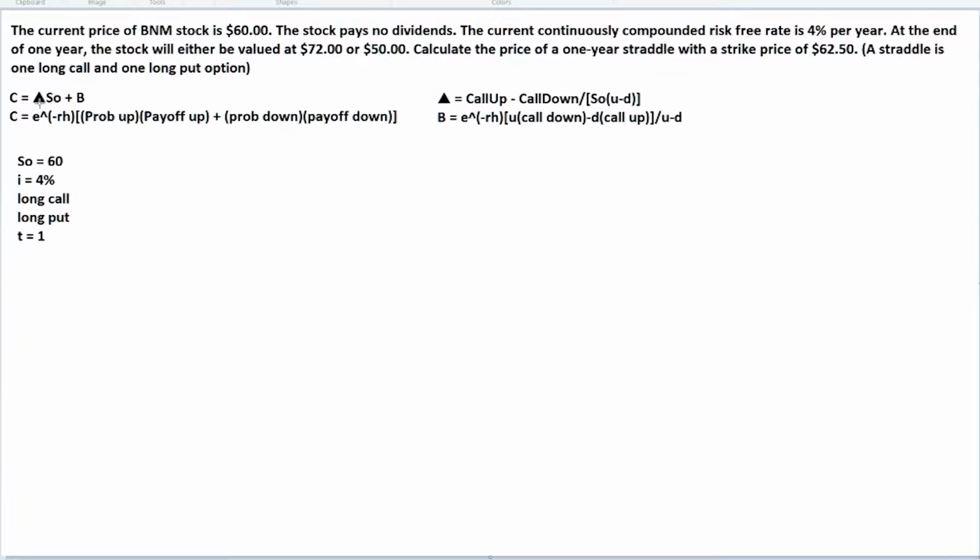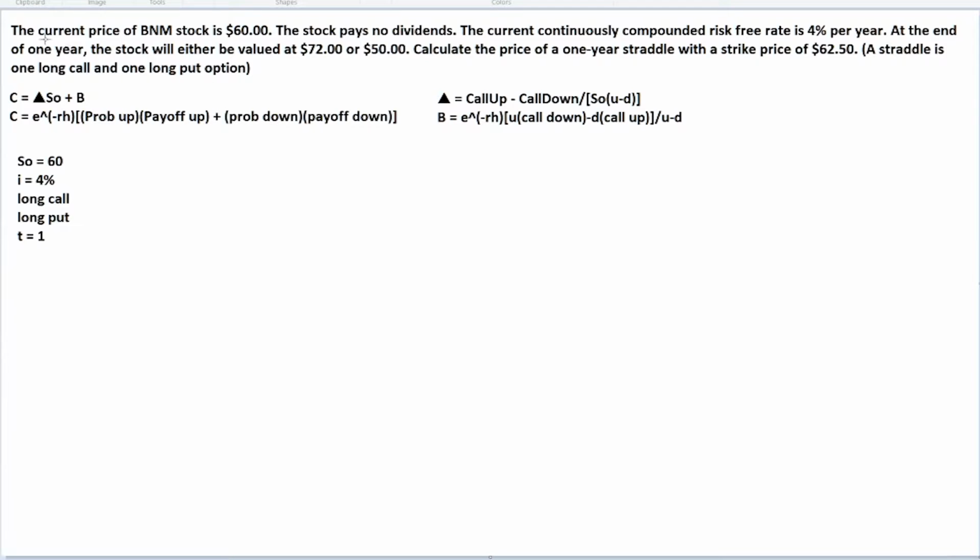Or we're going to have our replicating portfolio, which in this case I have here is going to be our call is equal to our delta times S of 0. The delta is just the change in option value over the change in stock price, plus B, B being just a zero coupon bond earning money at a risk-free rate.